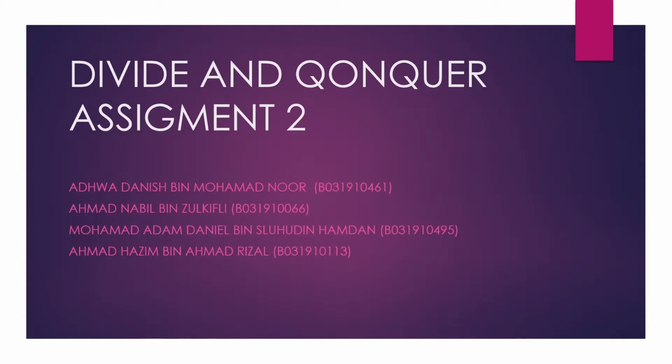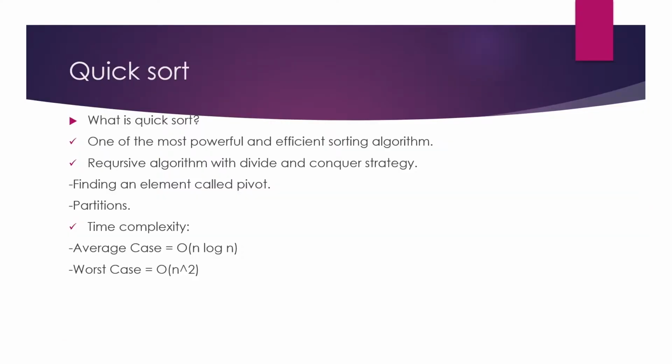In this presentation, our group will be presenting about divide and conquer algorithm. We choose quicksort. So, what is quicksort? Quicksort is one of the most powerful and efficient sorting algorithms. It is a recursive algorithm with divide and conquer strategy. It will pick an element as a pivot and partition the given array around the pivot. There are many different versions of quicksort that pick the pivot in different ways.